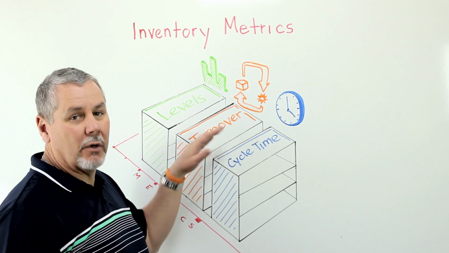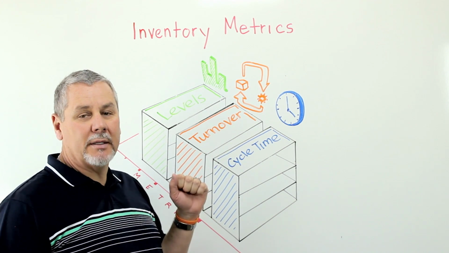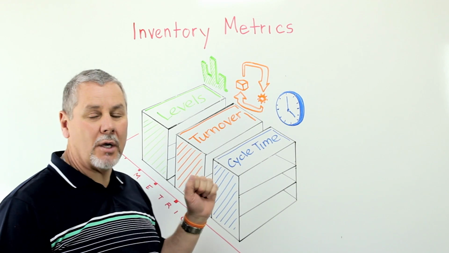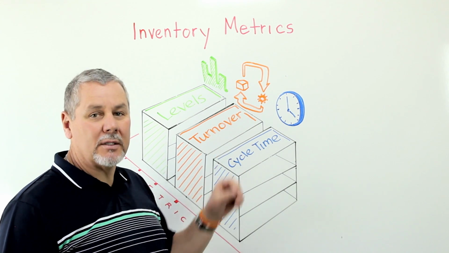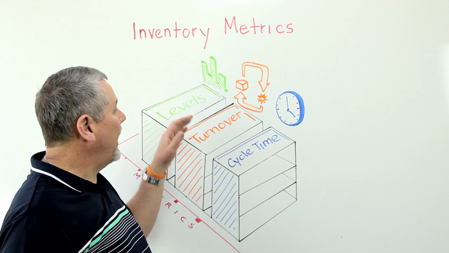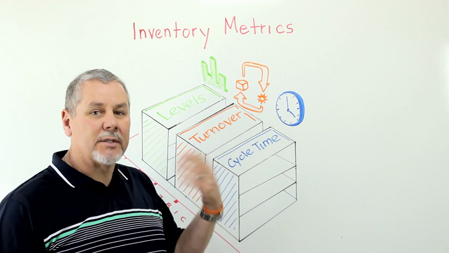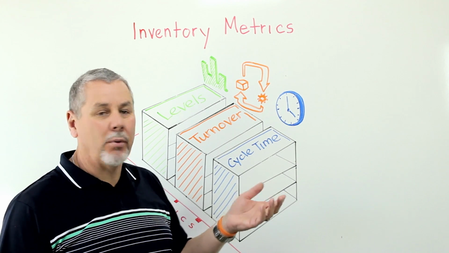Then inventory turnover is a little bit different. It's related to your levels, but this is about calculating the ratio, how often this inventory is turning over. So you might have widget A in inventory and you might have 10 of those, but in a month you are going to sell 3 of those, so your turnover ratio is 0.3.